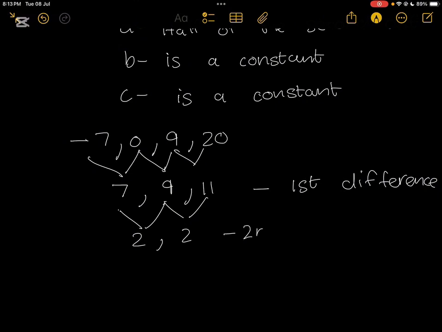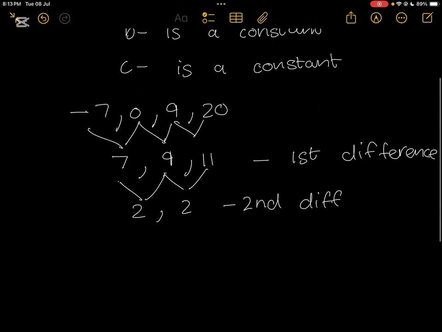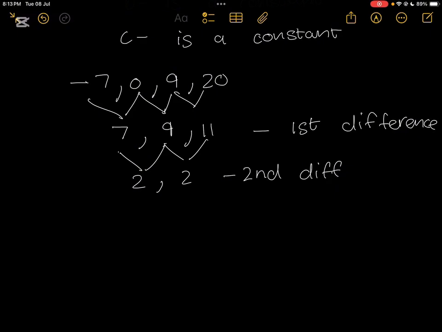We have to remember, in a quadratic sequence, our second difference is always a constant number. So in this case, our constant number is 2. We saw that in a quadratic sequence, A is half of the second difference. Therefore, in our original sequence, A would be half the second difference, which in this case is 2. So we solve for A. We know A is equal to 1.